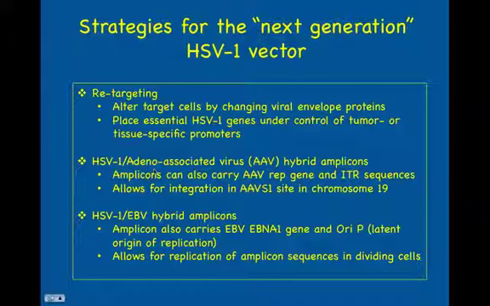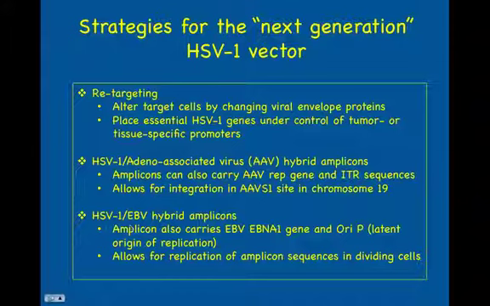HSV1 and AAV hybrid amplicons. So these amplicons can carry the AAV rep site and the ITR sequences that it uses to replicate. And it allows for integration of the AAV1 site into chromosome 19. AAV1 does not have insertional mutagenesis because it targets a specific spot on chromosome 19. So this is an interesting idea where you could get the HSV1 type amplicon, which is much larger than what AAV can carry, and then AAV can integrate what it can carry into the host genome fairly safely.